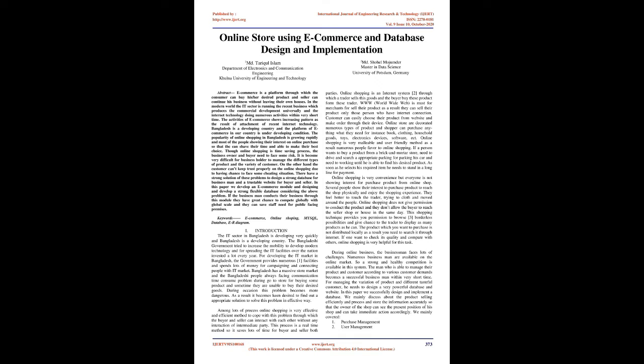Online store using e-commerce and database design and implementation. Abstract: e-commerce is a platform through which the consumer can buy his/her desired product and the seller can continue his business without leaving their own houses.